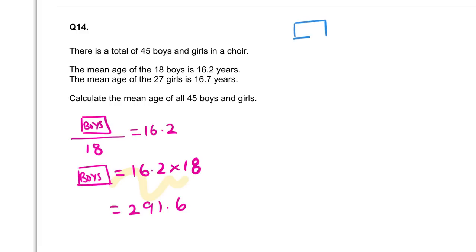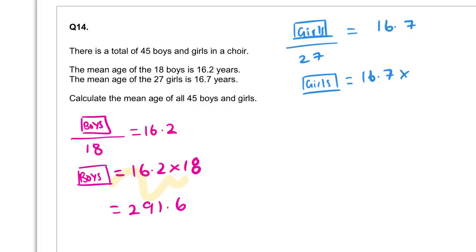I can do the same for the girls. The mean of the girls is 16.7. So I know all of the girls divided by 27 is 16.7. So how am I going to find what all of the girls are? I'm going to do 16.7 multiplied by 27. So 16.7 times 27 is going to give me the total of all of the girls' ages. So 450.9. Awesome.